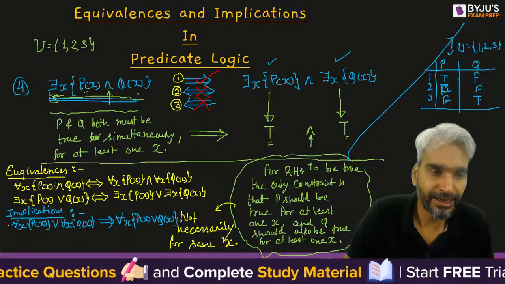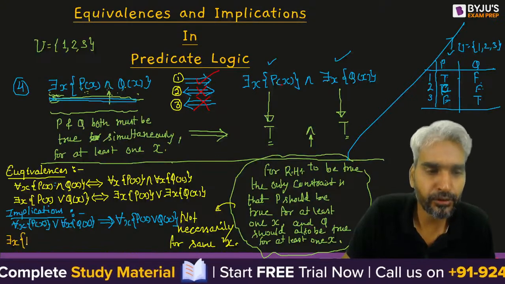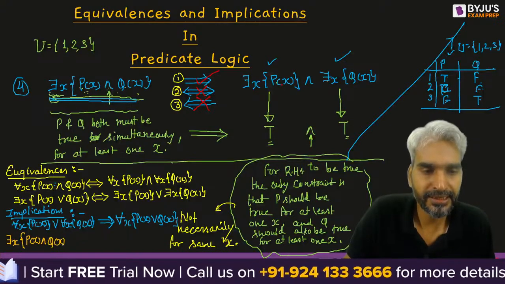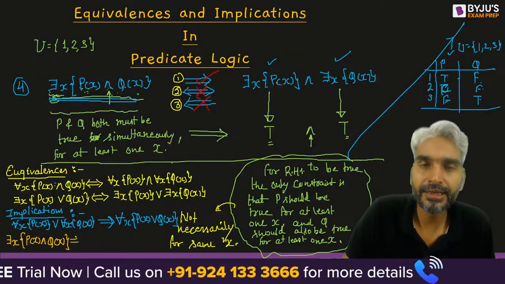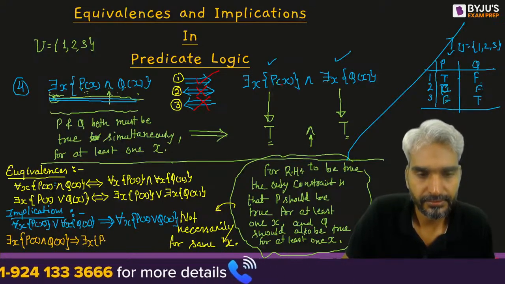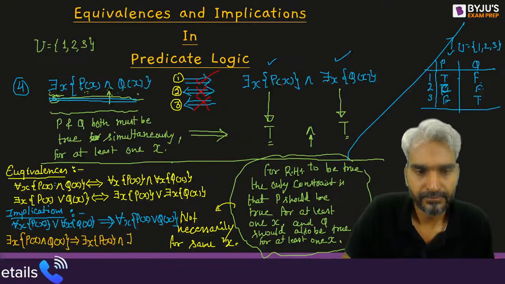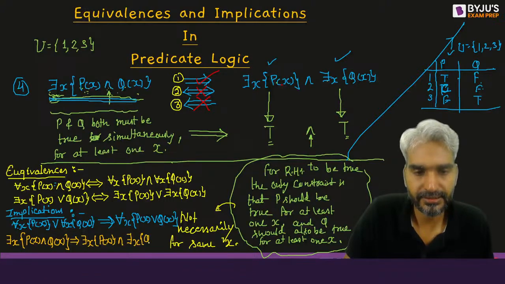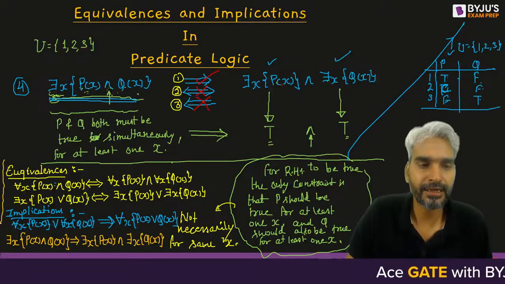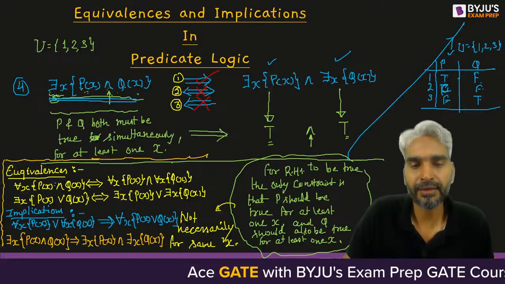With respect to and, what will happen? There exists x Px and Qx will logically imply there exists x Px and there exists x Qx. What is the idea? So this is your takeaway from this particular thing.